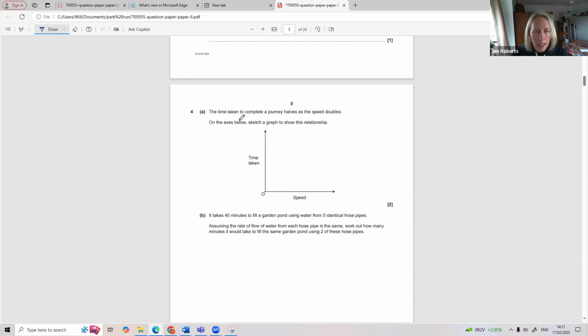So the time taken to complete a journey halves as the speed doubles. Sketch a graph. So hopefully you've noticed this as inverse proportion. Inverse proportion, one increases, the other decreases by the same proportion. If it was direct proportion, which is if one variable increases, the other increases by the same amount, it would look like this. But because it's inverse, your relationship is like that.